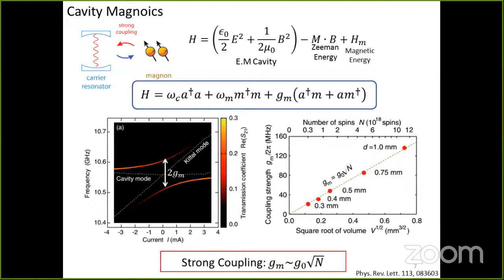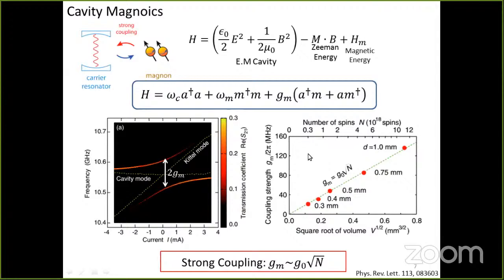The signature of strong coupling can be studied by studying the normal mode splitting, in this figure. And I would also like to point out that this coupling scales as the square root of the number of spins inside the sample. So basically we can achieve a strong coupling between the magnons and the cavity photons. So the two advantages of using this type of system are the high tunability of their frequency and the strong coupling between the cavity and magnons.